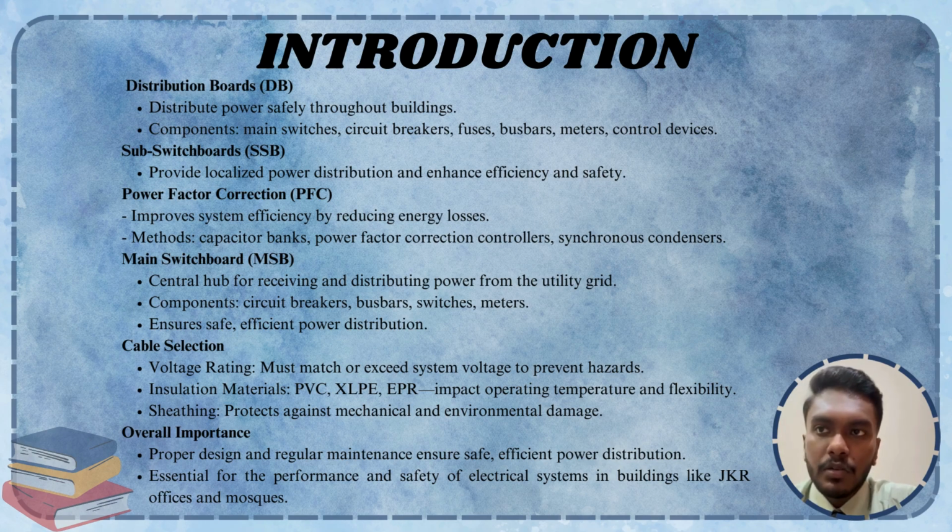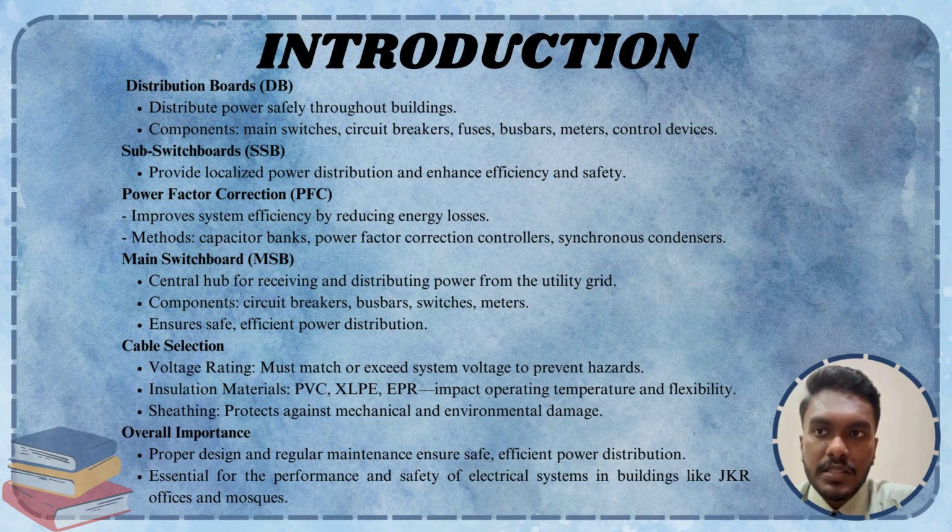Distribution boxes (DB) are crucial for distributing the power safely throughout the buildings, comprising the main switches, circuit breakers, fuses, bus bar, meters and control devices. Sub-switchboard (SSB) provides localized power distribution, enhancing the efficiency and safety. Power factor correction (PFC), using methods like capacitor bank, improves the system efficiency by reducing the energy losses.